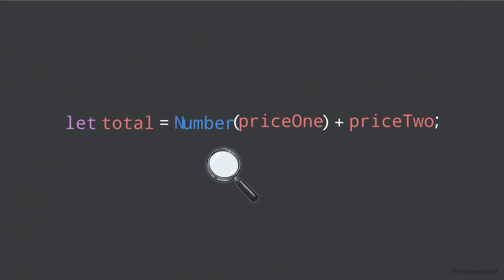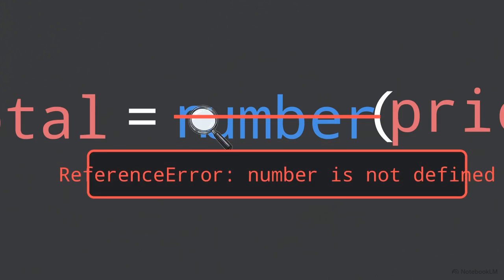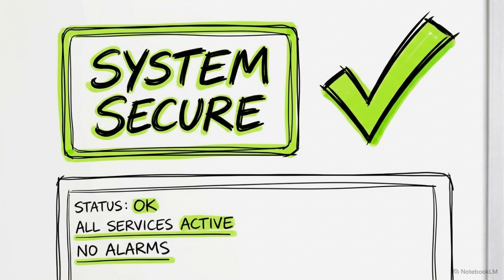But you have to be exact. JavaScript is strictly case-sensitive. You must use a capital N for the number function. If you try to cast using a lowercase n, the engine will fail to recognize the command and throw a reference error, halting your script. Explicitly converting your data types ensures the engine performs the specific operation you intend. Manually overriding type coercion prevents user-submitted strings from silently breaking the logic of your arithmetic.